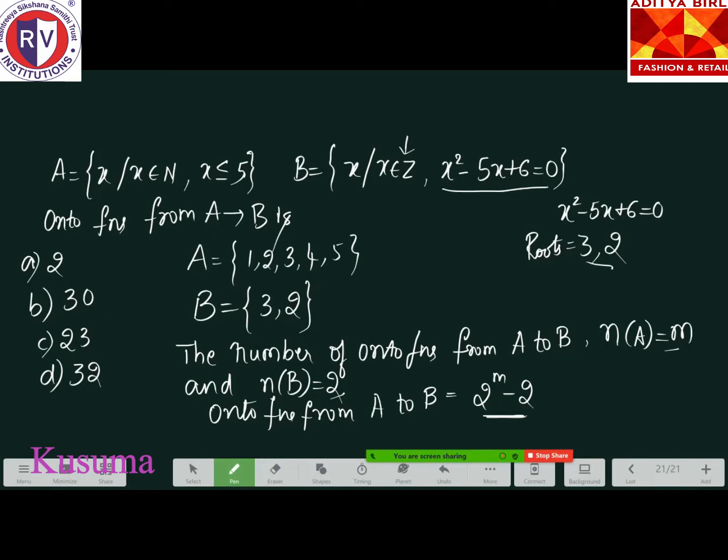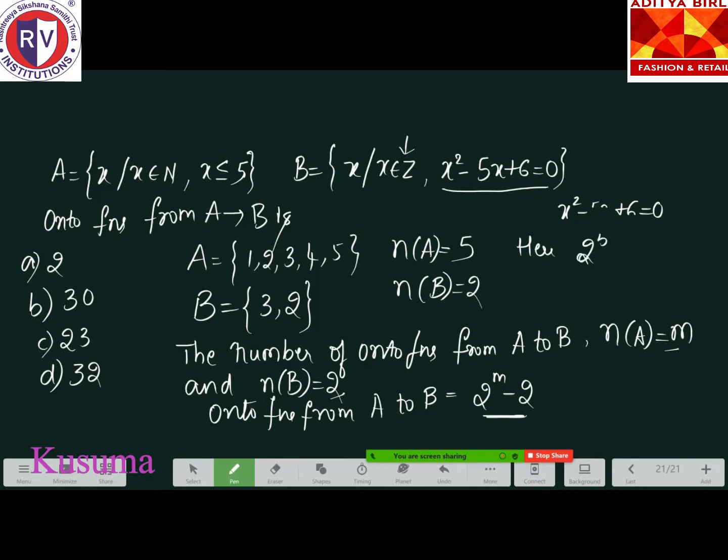So here we know the number of elements present in A. n of A is 5 and n of B is 2. Therefore, the number of onto functions from A to B will be 2 to the power of 5 minus 2, right? So here the number of onto functions will be 2 to the power of 5.